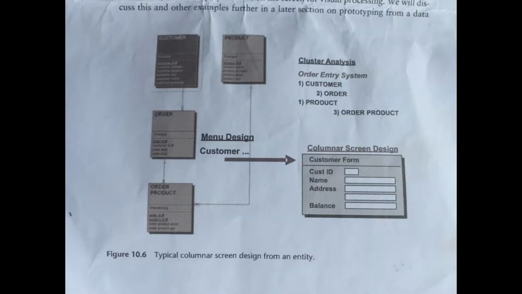Figure 10.6 shows the order entity data map, which displays the attributes in each entity. At the left of the figure is the map, and the cluster beside it at the top right of the figure has been derived from this map using entity dependency analysis. The bottom left shows customer as the first menu item. The column screen design at the bottom right has been derived from the logical definition of the entity customer.